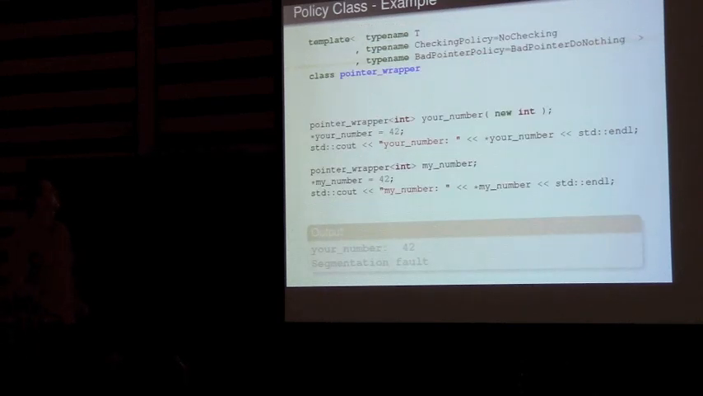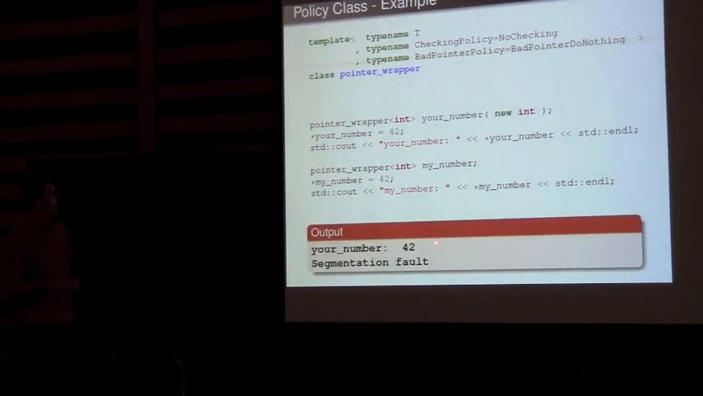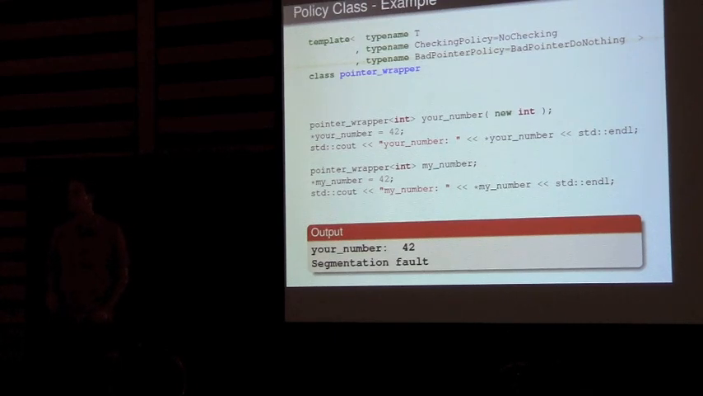All right, so let's do that. Let's wrap an int, new that int off, assign it 42, and then dereference it and print it out. Let's do the same thing, but we forgot to new it off here. And we get your number's 42 and a segmentation fault. So 42, and then at this point here, we're segfaulting. Now why are we segfaulting instead of printing out that my pointer's moldy?